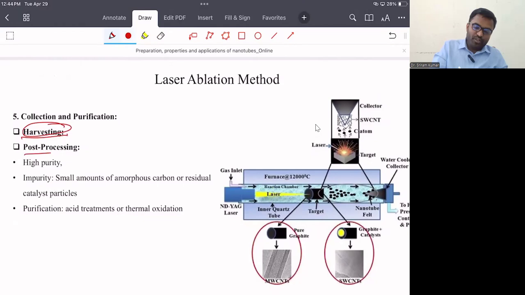So once we need to purify to make the high purity, but sometimes we get the impurities in terms of the amorphous carbon or with the residual catalyst particles. So in this case, we need to use the acid treatment or maybe the thermal oxidations to remove some catalyst particles from the CNT.